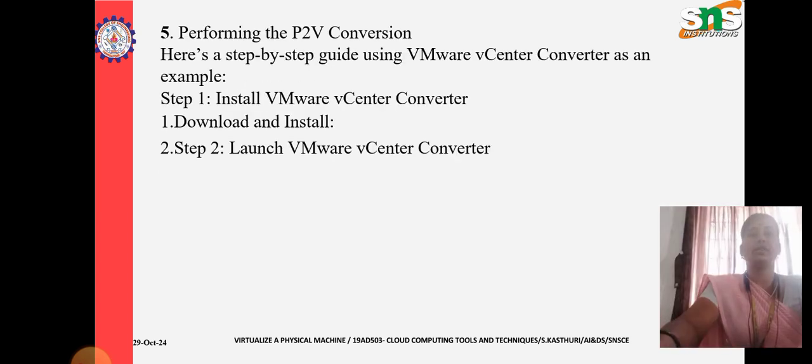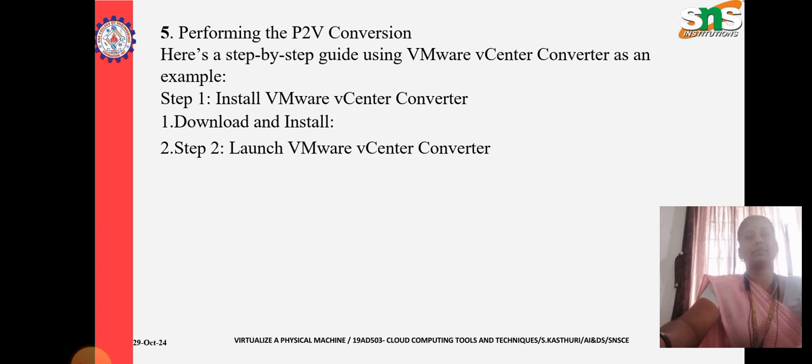Next one is performing the P2V conversion. Step 1 is install VMware vCenter Converter. Download the latest version of VMware vCenter Converter from the VMware website and install it on your physical machine or a management workstation. Launch VMware vCenter Converter: start the application. Begin the conversion process. We have to select the source type. Choose convert machine to initiate the conversion.